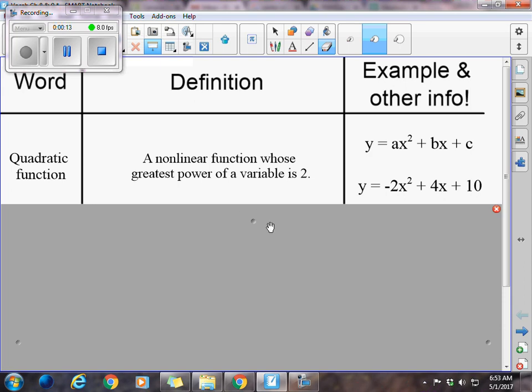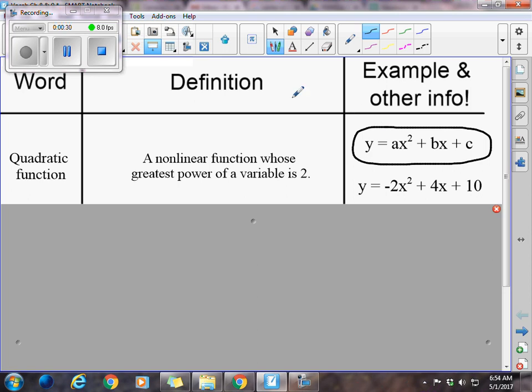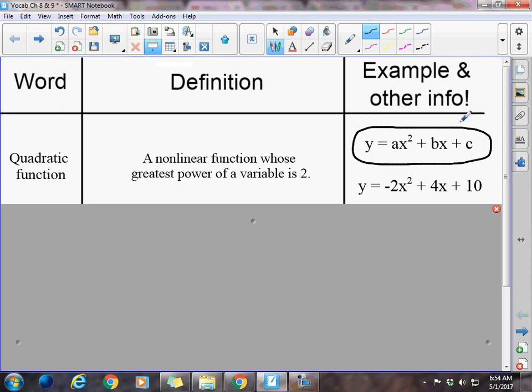It's a nonlinear function whose greatest power of a variable is 2. So what that means and what that looks like is that this one is the standard form for an equation right here. Whoops, I need a pen. Where A is a number, B is a number, and C is a number. Now, they can be any numbers, and sometimes the number is 0, but it does have to have this term because it has to have the x squared. Okay, it has to have an x squared for it to be a quadratic function.